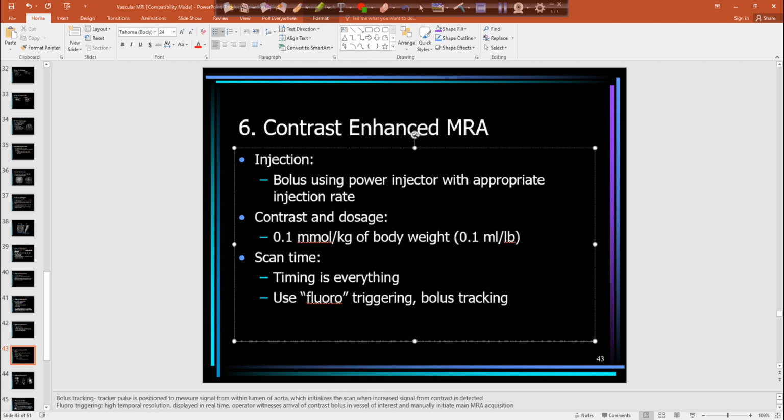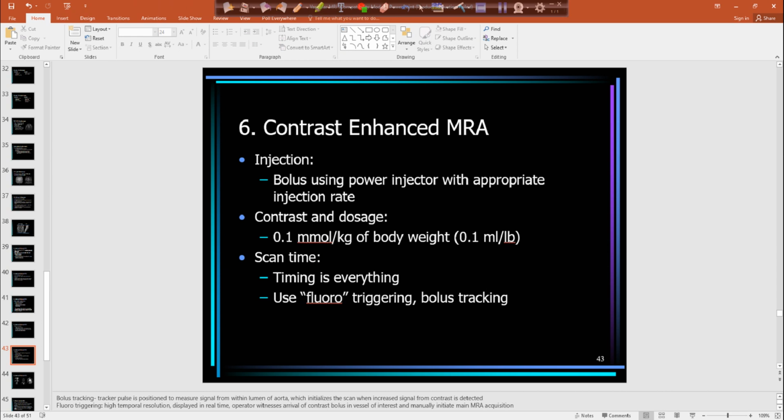And then our scan time. You're usually using that fluoro triggering or bolus tracking with these types of images. So you have that quick live projection where you're getting 1 slice per second. You're watching the contrast go through the heart and then go up the aortic arch and then start to come down. Boom, we start our sequence, right? That's what the scan timing is doing.